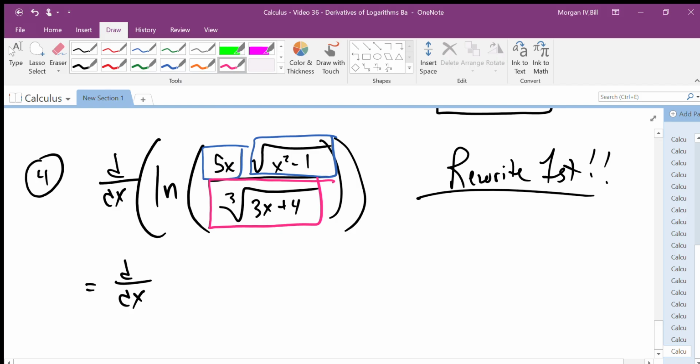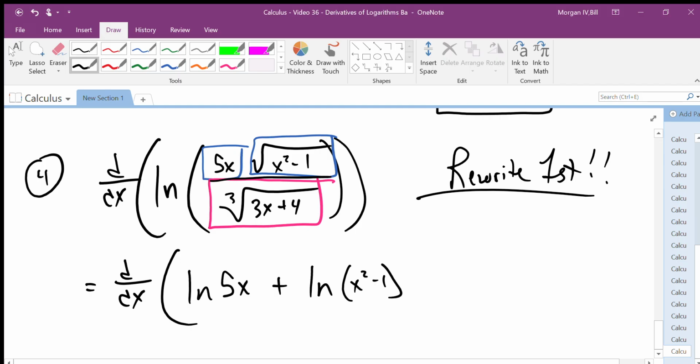Any term in the numerator has a positive logarithm. Any term in the denominator has a negative logarithm. So let's rewrite the derivative. We haven't taken the derivative yet. The derivative of the natural log of 5x. Positive natural log here because the 5x is from the numerator. Plus the natural log of square root of x squared minus 1. I don't think I'll write it like that. I think I'll write it as the natural log of x squared minus 1 to the 1/2 power. Square root is the 1/2 power there. And then minus, make sure you put minus for this one, the natural log of 3x plus 4 to the 1/3 power.